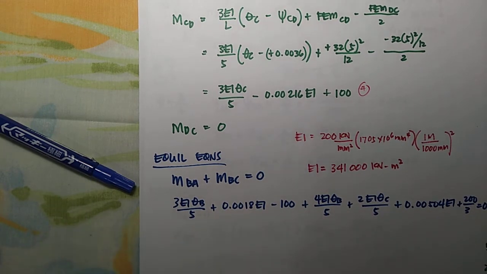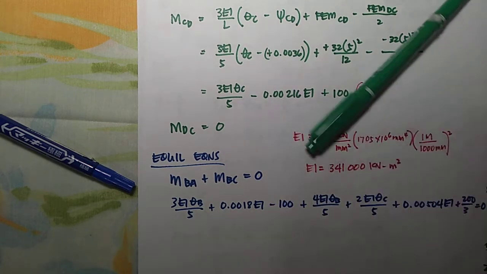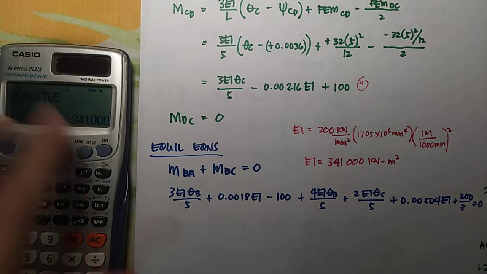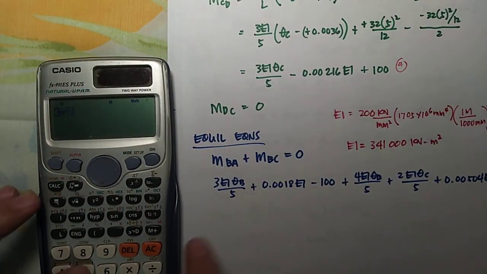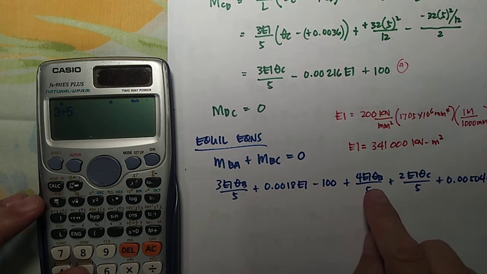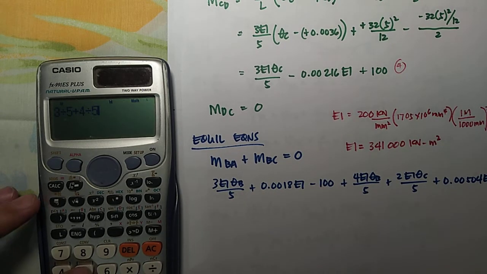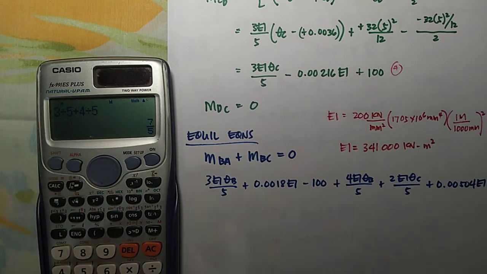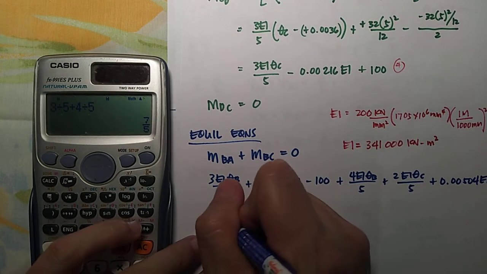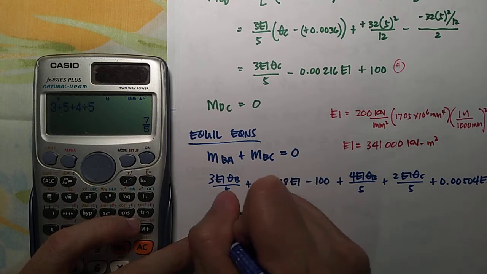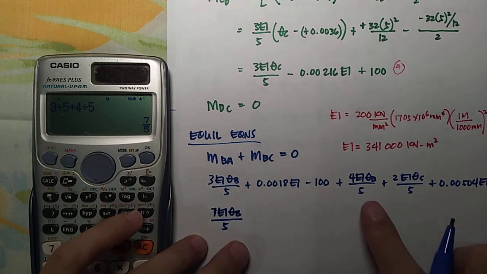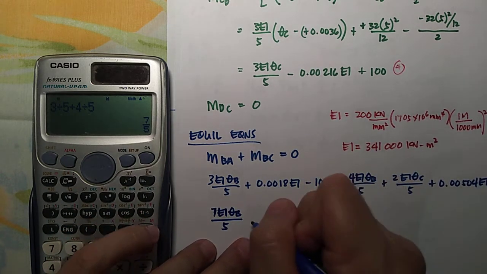Okay? So when we simplify this one, theta B, so add natin. So 3 over 5 plus 4 over 5. Okay, so that becomes 7 over 5. 7 EI theta B over 5. Okay, tapos yung theta C isa lang, 2/5.